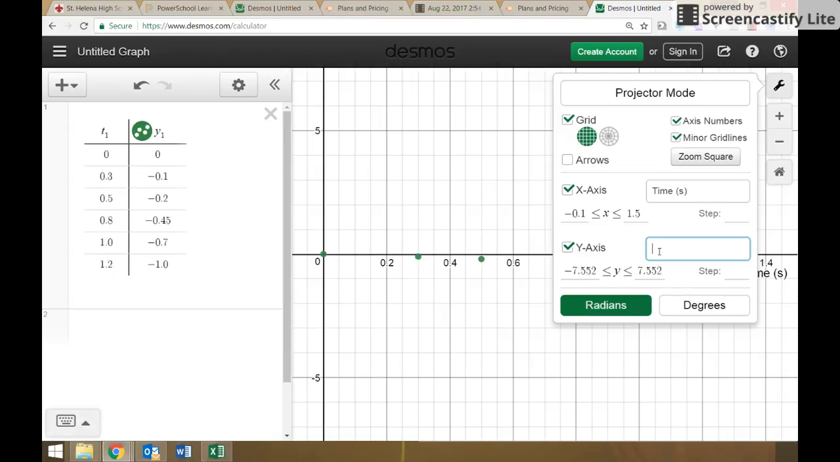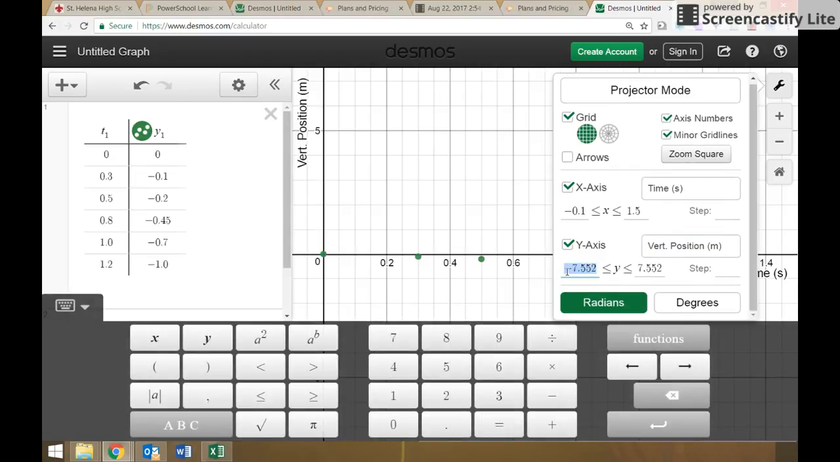Our y-axis is position. Is there an I there? I'm going to misspell this. Oh man. Yeah. Okay. Position in meters. And we could even say it's a vertical position in meters.